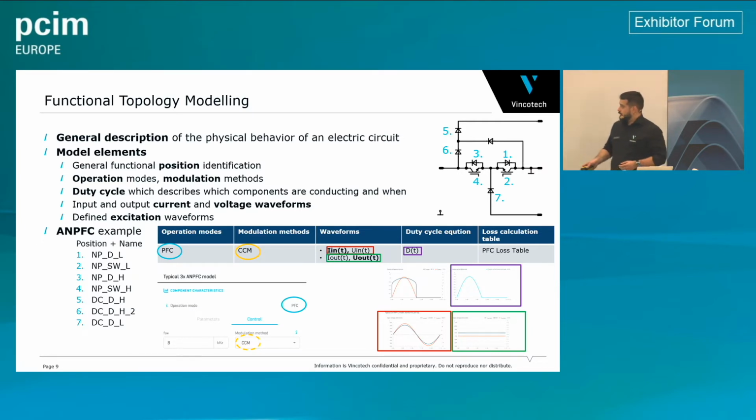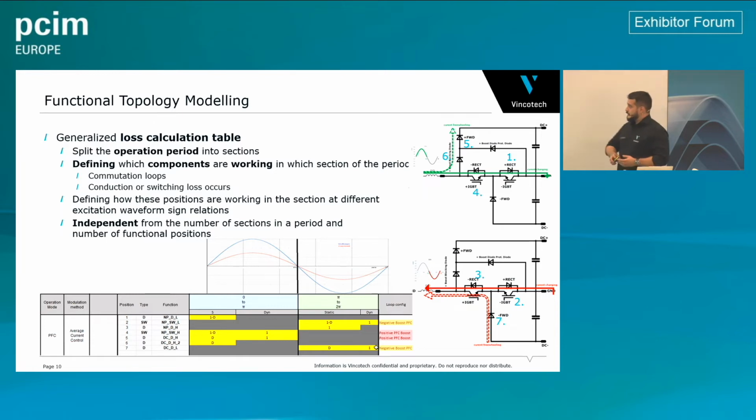Here you can see an example. The AMPFC example has 7 positions. These are identified. And one description for the AMPFC is the PFC operation mode, the continuous conduction modulation method, waveforms, and the duty cycle. And we have a loss calculation table, which will define where and how the static and the dynamic losses have to be calculated. This is what you can see here.